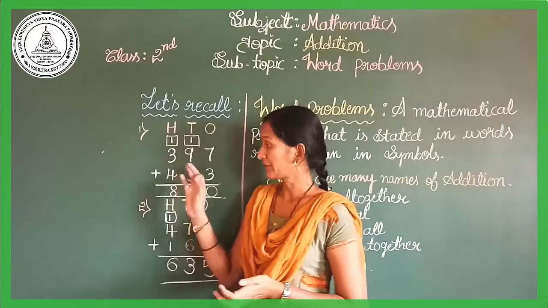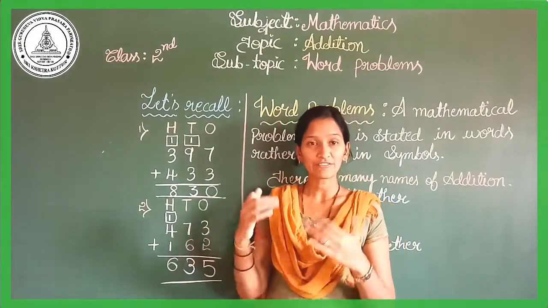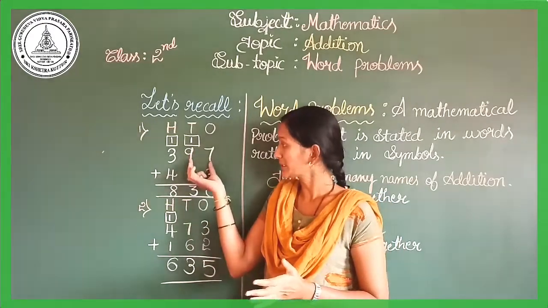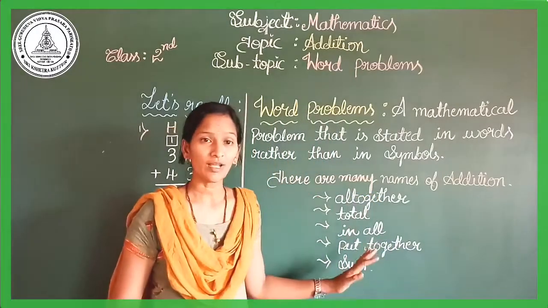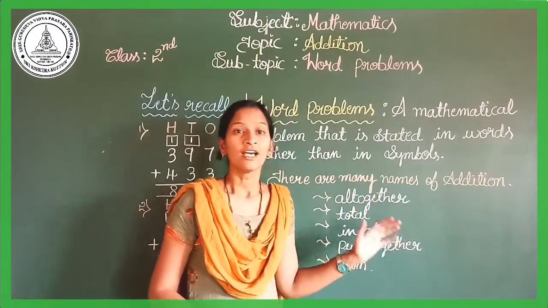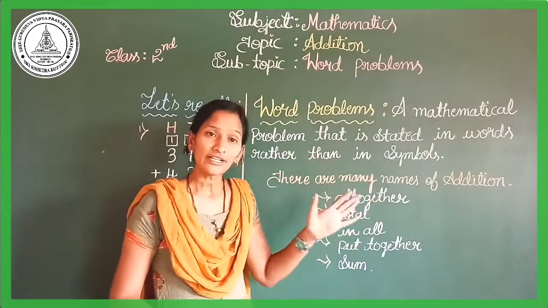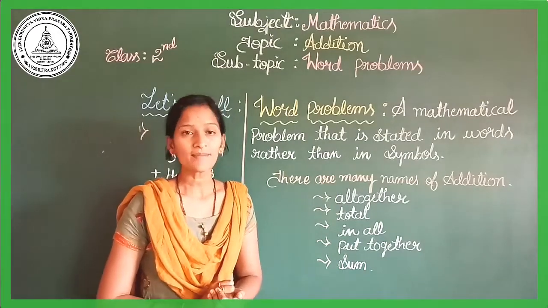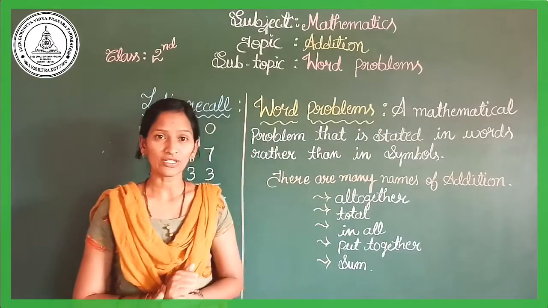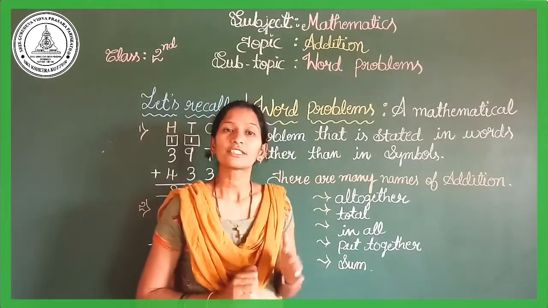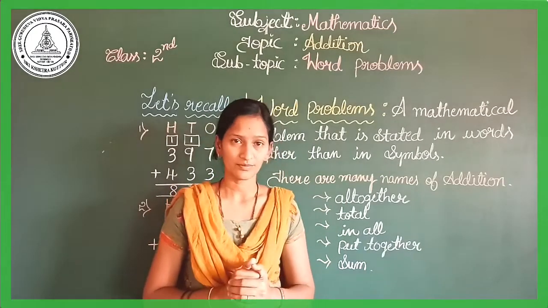Look here, in the previous examples they were giving the problems using numbers as well as symbols, right? But in word problems, the problems are stated in words or sentences. That type of problem is called a word problem, and word problems are also called story problems. So this is about what a word problem is.